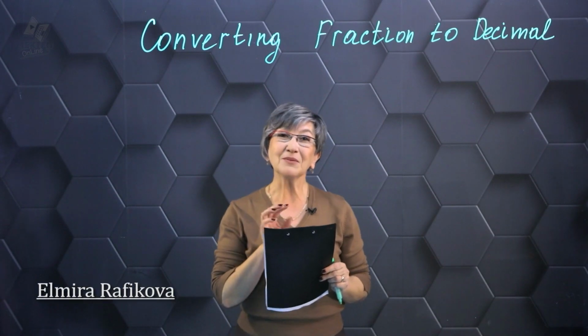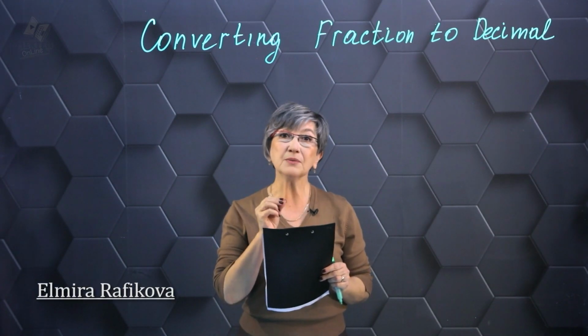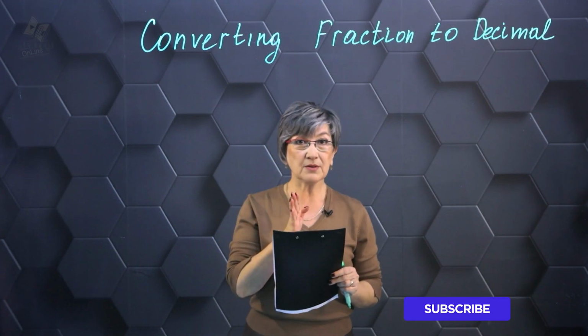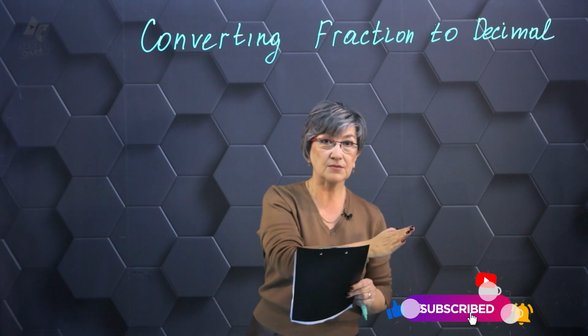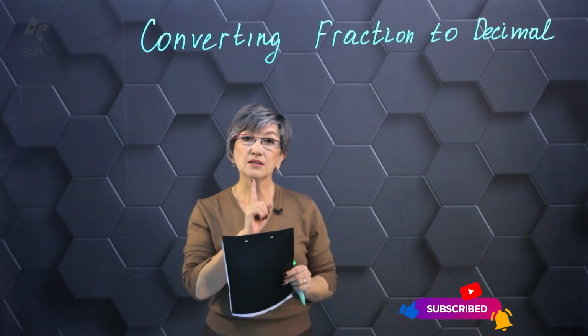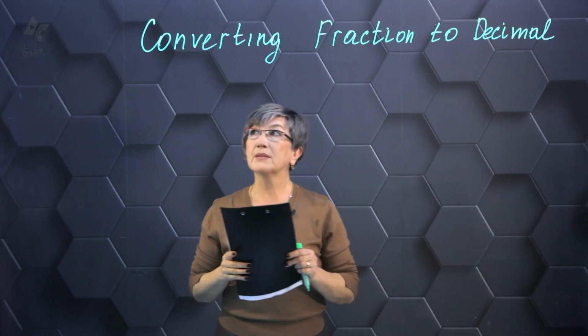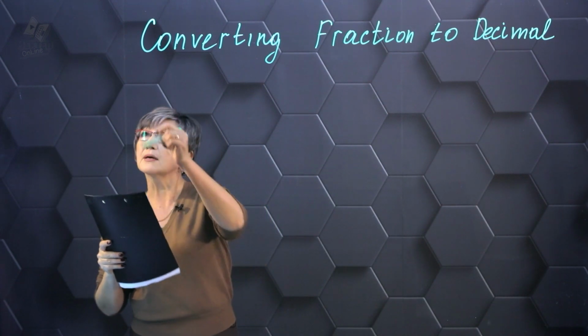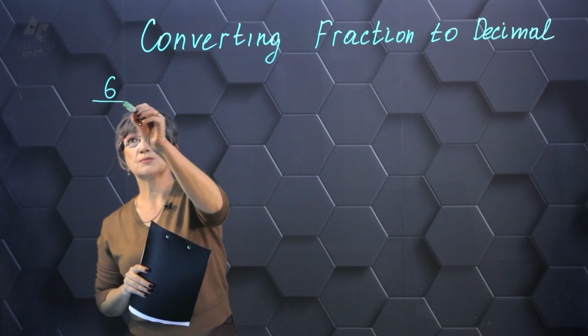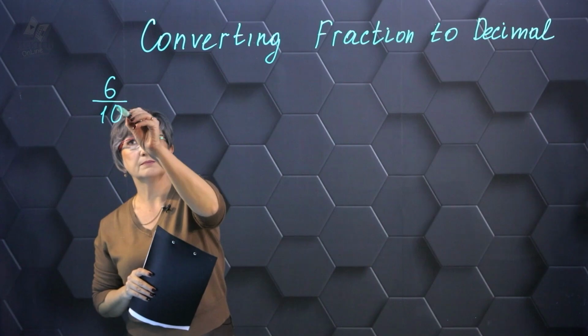Hello, today we are going to study the algorithm of converting a fractional number to a decimal number. And what should we pay attention to here? Let's start with an example. A fractional number is 6/10. We need to write this fractional number as a decimal fraction.